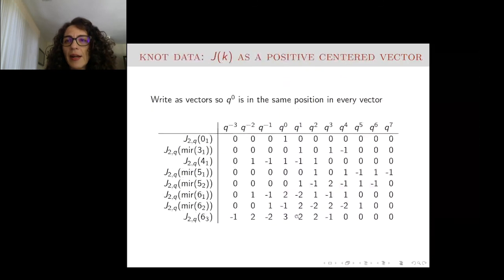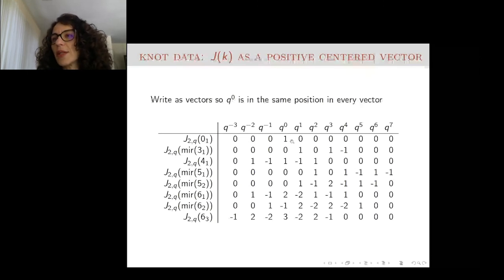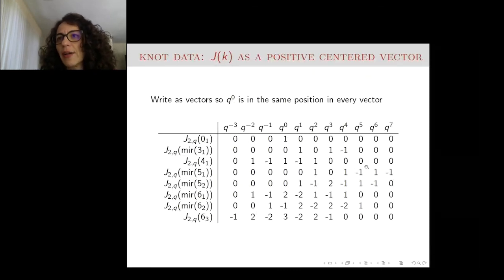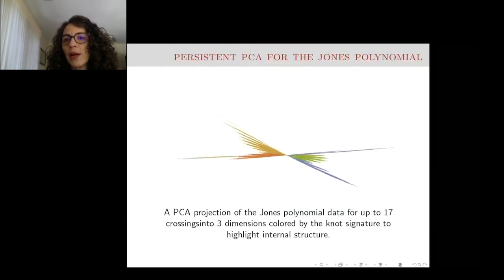And then additionally we did center all of these vectors so that the free term is always in the same position for every vector. So basically, if you look at this table here, this is how our data looks. Okay, so now that we have our point cloud, I'm going to use the first approach, and it has been done for, again, as I've said, knots up to 17 crossings.